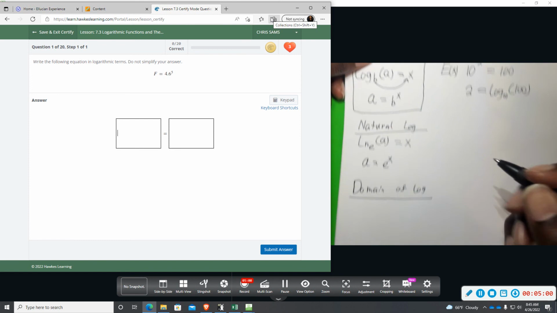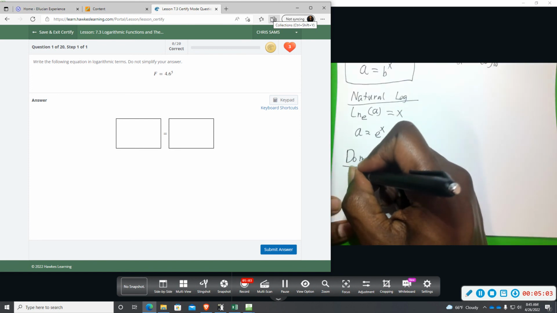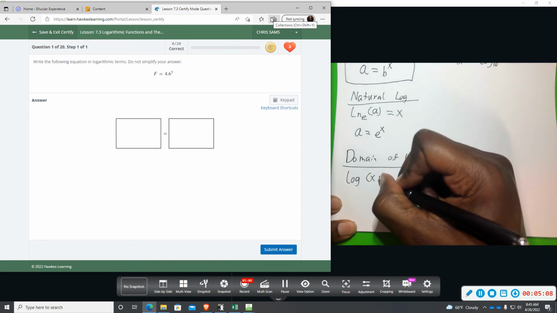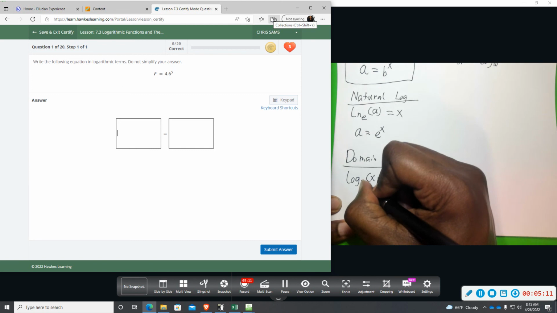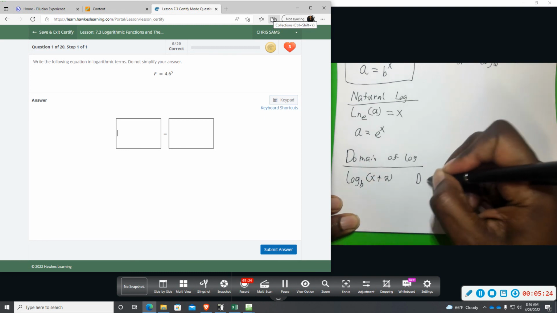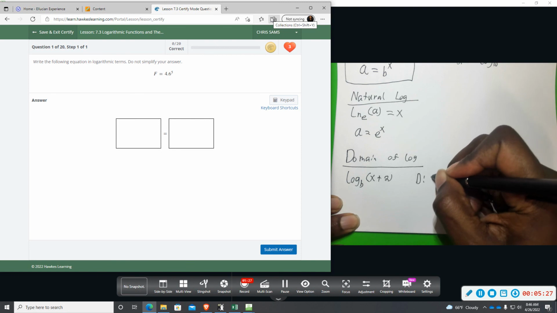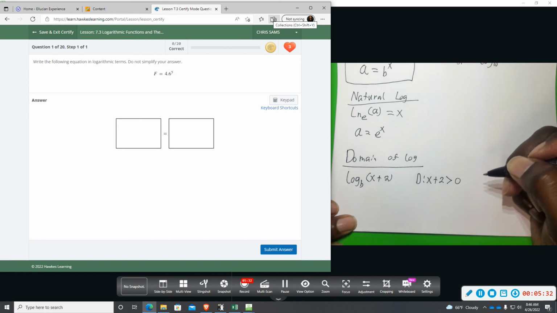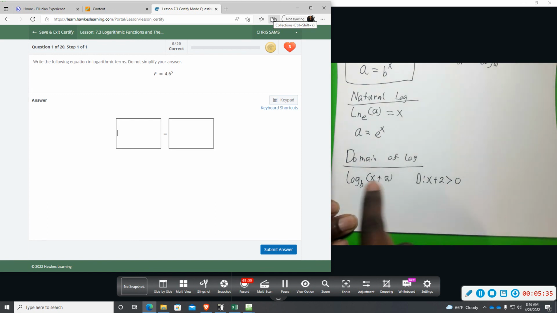Okay, so whenever you have a log function, let's just say log of x plus 2, it doesn't matter what your base is. The only thing that matters is what you're evaluating. Whatever is inside the log has to be positive. So you take what's inside, and I'm going to say D for domain. This part has to be greater than 0. Only what's inside has to be greater than 0.